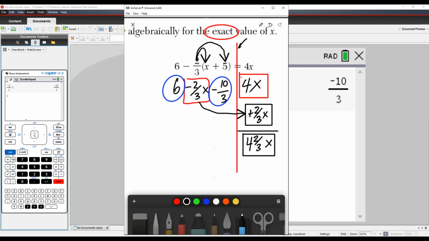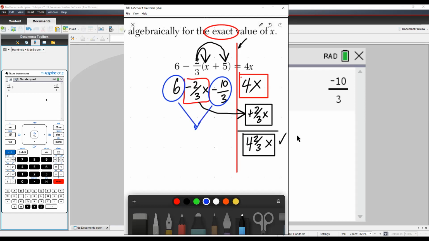So now I've combined all the boxes together and I have it on one side. Now what I need to do is do that with the circles. So I have 6 and a negative 10/3. So either I could go 6 plus a negative 10/3, or I could just go 6 minus 10/3. I'm going to take these two circles and combine them.